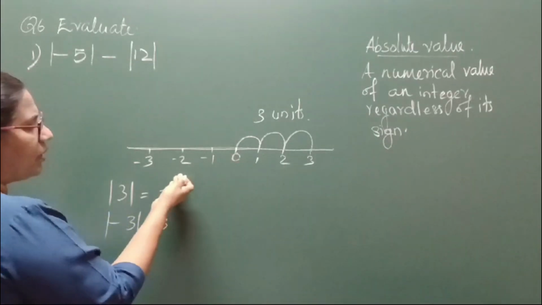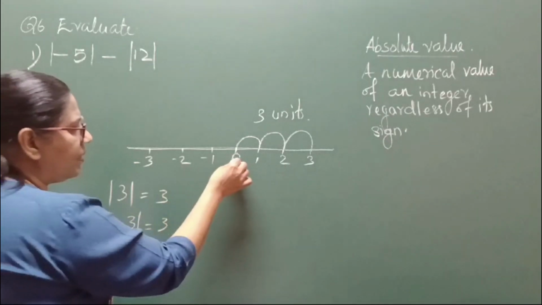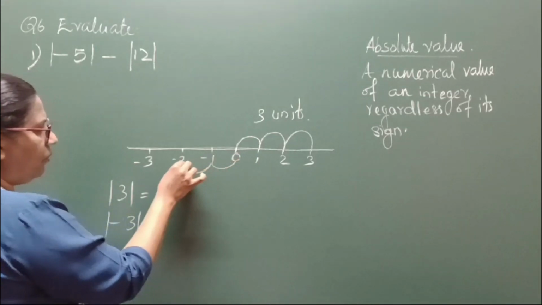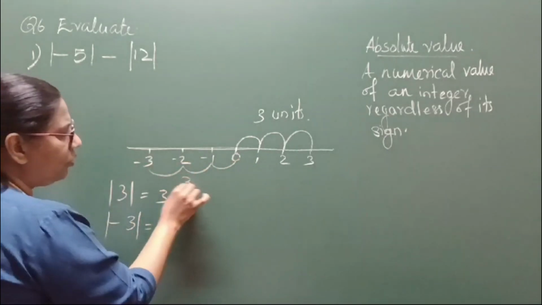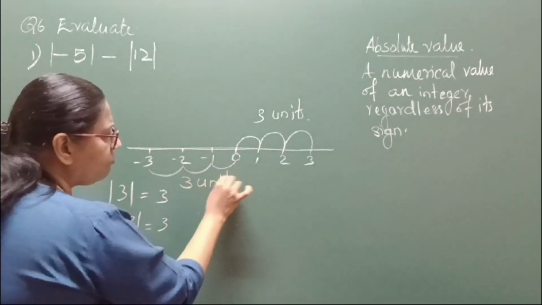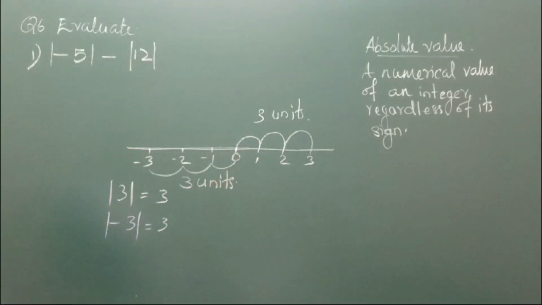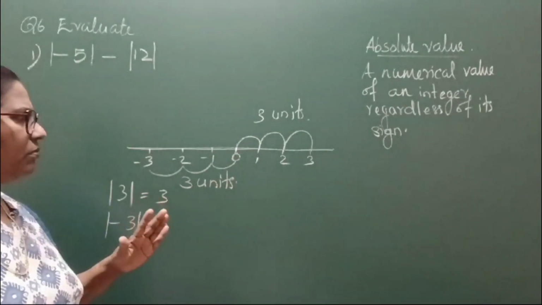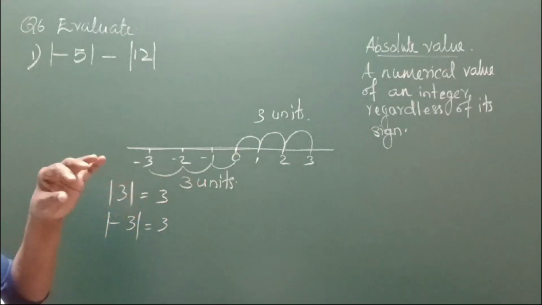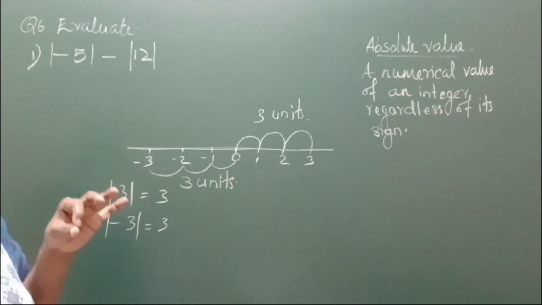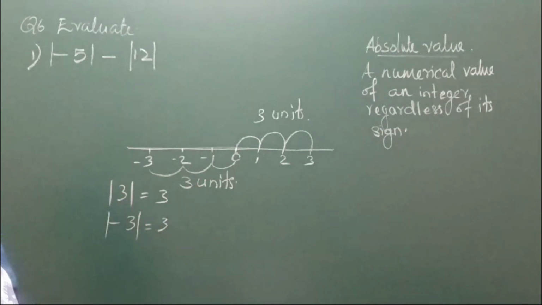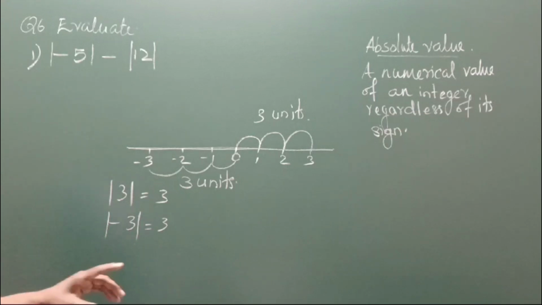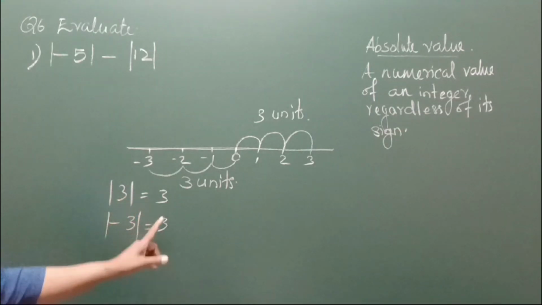Now here it shows negative integers. Let's see here 1, 2, 3 units. This is also 3 units. So absolute value is always positive. And the numerical value of an integer regardless of its sign, whether it is a negative integer or a positive integer, the absolute value of the integer is always positive.